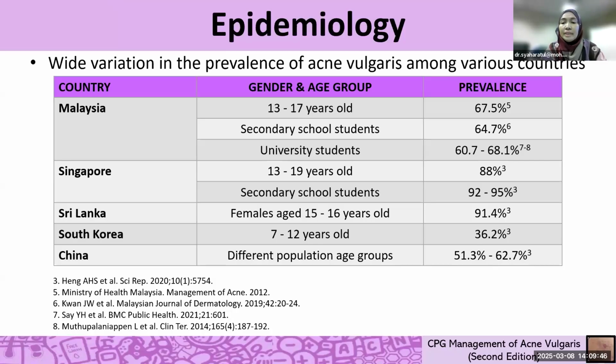In China, the prevalence is about 51% to 63% in different population age groups, whereas in South Korea, the prevalence is low, which is about 36.2% among 7 to 12 years old.